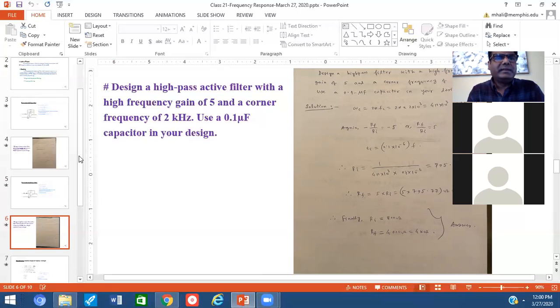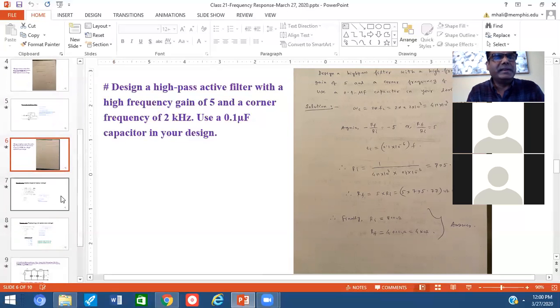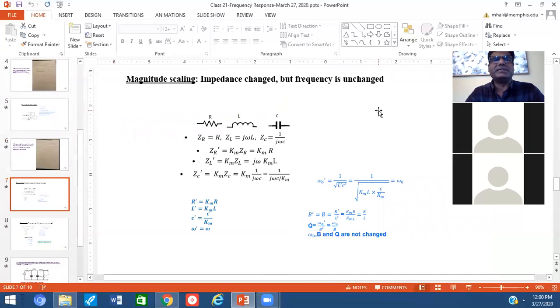Okay, then, so another interesting and important discussion today. Scaling, that I was telling you, where you have a simple representation of a circuit with smaller numbers, like only 1 ohm, 1 henry and 1 farad. What should be the actual or realistic value? So now there are two cases.